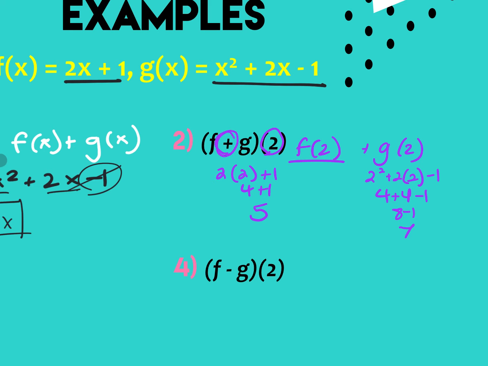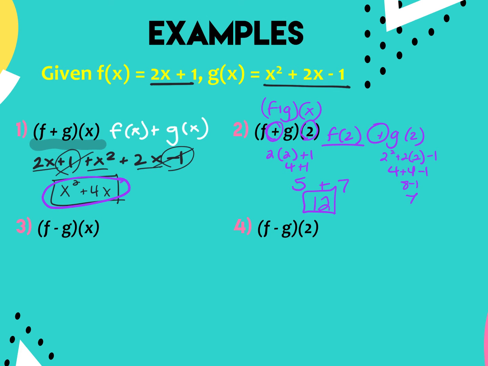And then the function here was to add these. So the positive 5 plus 7 gives me 12. So that's one way to do it. I could separate them out. I could say f of 2 plus g of 2, plug in the 2's into the separate ones and add them together. The other way to do it is actually find f plus g of x first, combine my like terms like we did over here, and then plug in the 2. And I would have gotten 2 squared plus 4 times 2, which is 4 plus 8, which is also 12. You could do it either way.